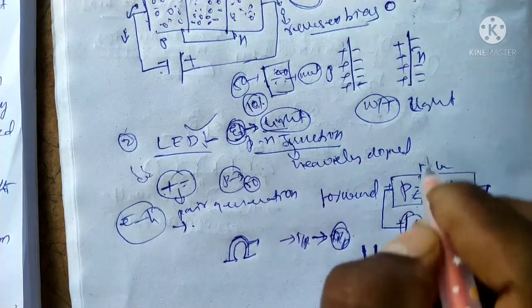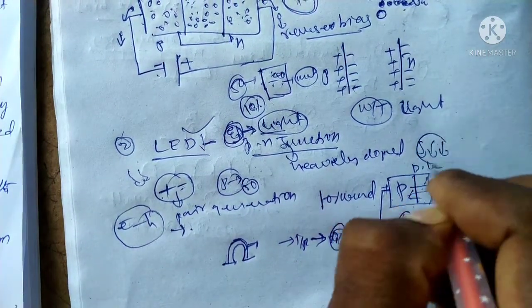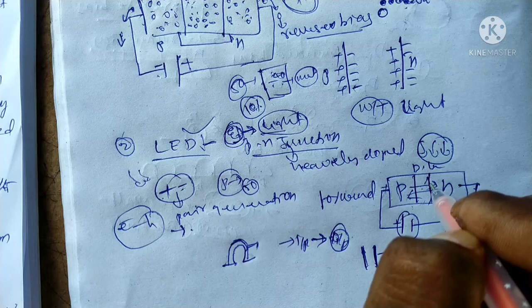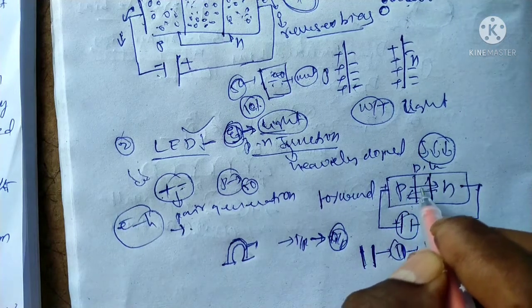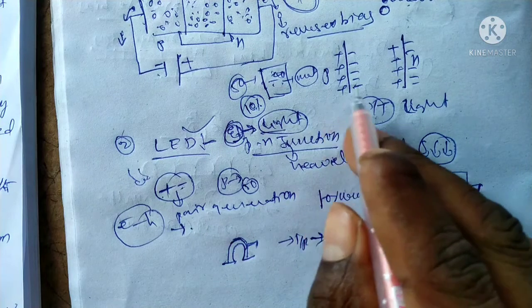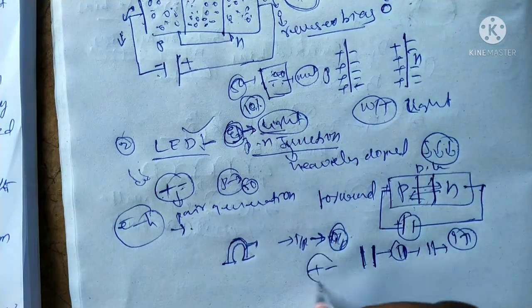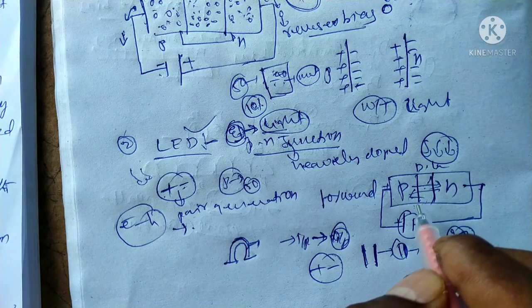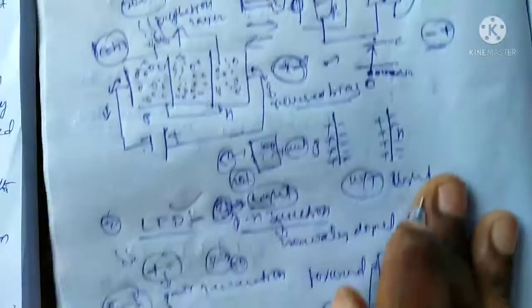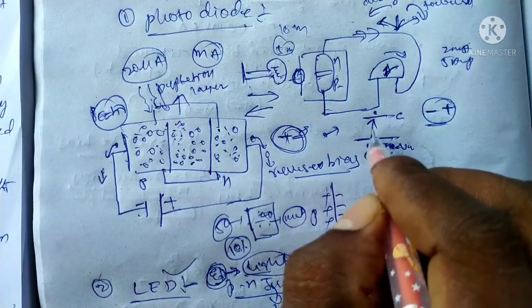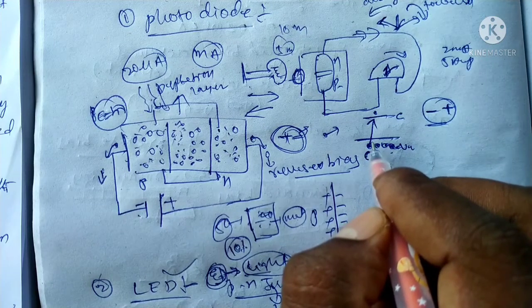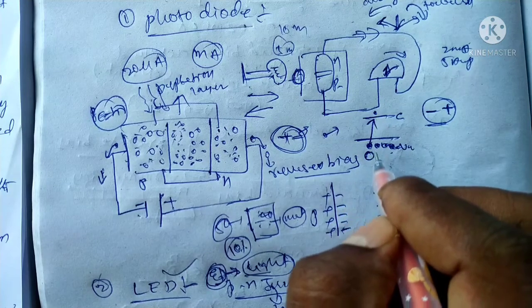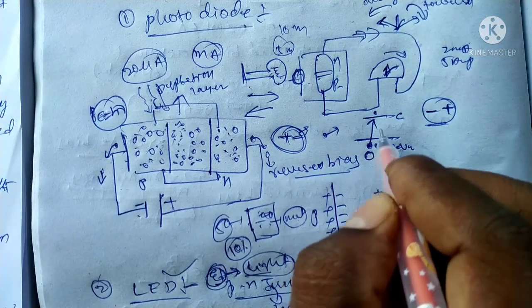This happens when incident light falls on a depletion layer. Here electron-hole pair generation is created. In the depletion layer, electron-hole pairs are created. That is the recombination. Recombination is a continuous process like this. Electrons transition from the valence band to the conduction band. Here electrons are created, holes are created.